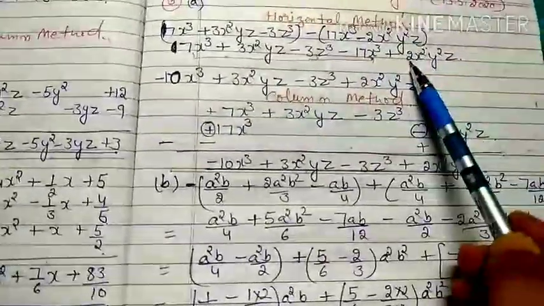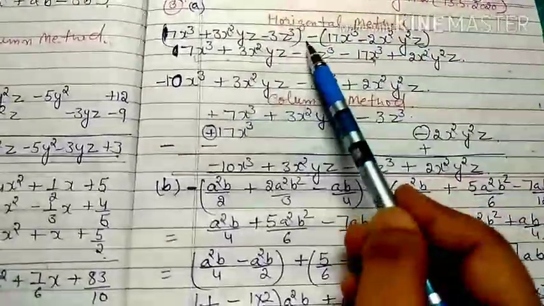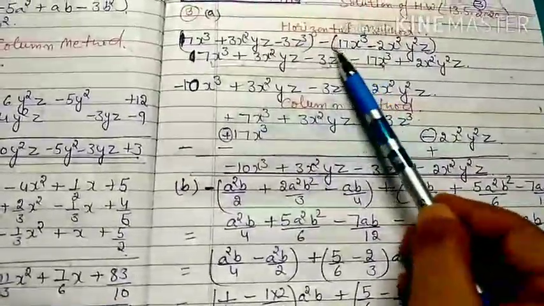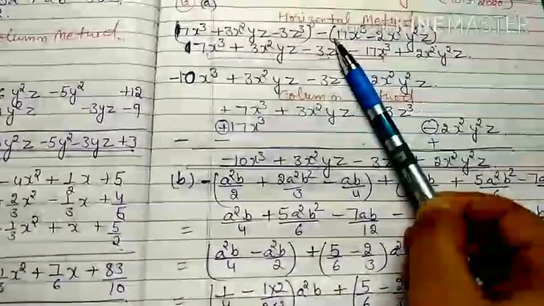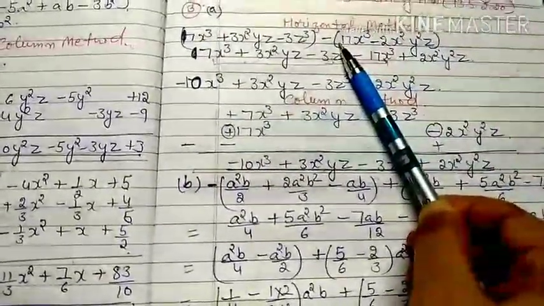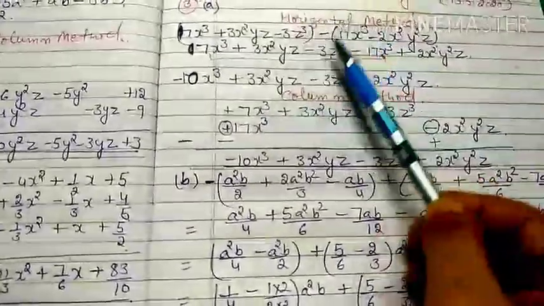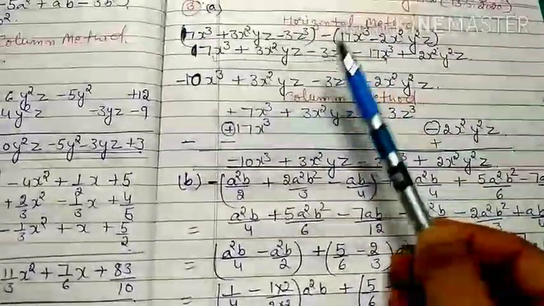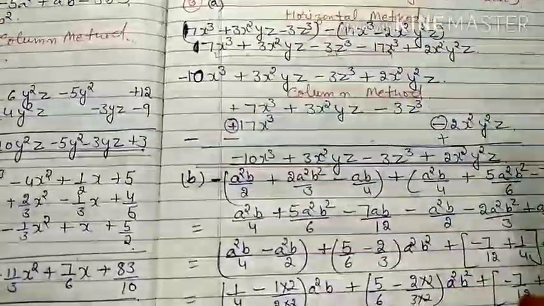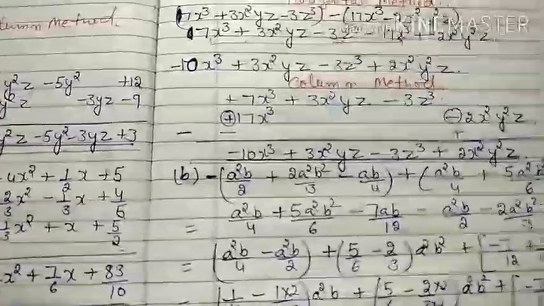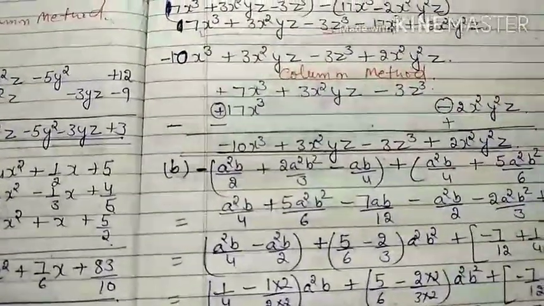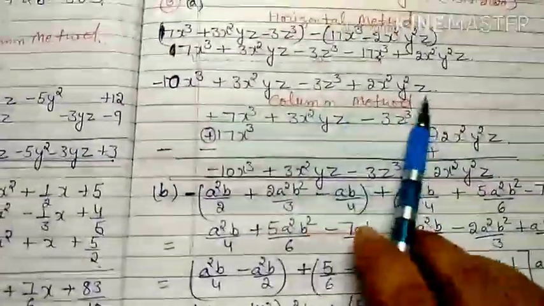First you have to open the bracket. In the horizontal method, when you open the bracket with the negative sign outside, that negative sign is multiplied with each term's sign inside the bracket. Like here, if no sign is there, we consider it positive. So if you open the bracket and the negative sign is outside, all signs in the second polynomial will be changed, because negative multiplied by positive gives negative, but negative multiplied by negative gives positive.